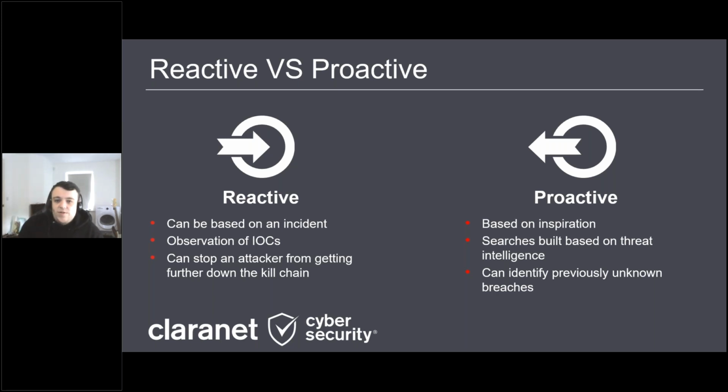A proactive threat hunt's mainly based off inspiration and threat intelligence, so that's knowing what might be going on in your industry or in your customers' industries. And these are searches based off blog posts, searches based off threat intelligence feeds that analysts may see and think, is this happening on my estate? Is this happening on my customer's estate? And they can identify previously unknown breaches that might not have that little early indicator alert.